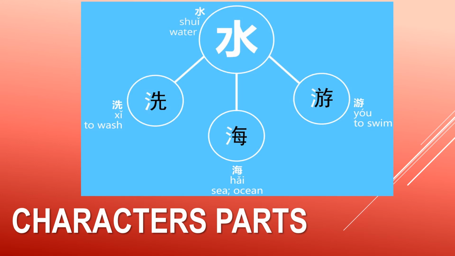This is the part to do with water, 水. We call it 三点水, seeing the 3 drops of water. The words that are formed are 洗 means to wash, 海 means ocean, and 游 means to swim.